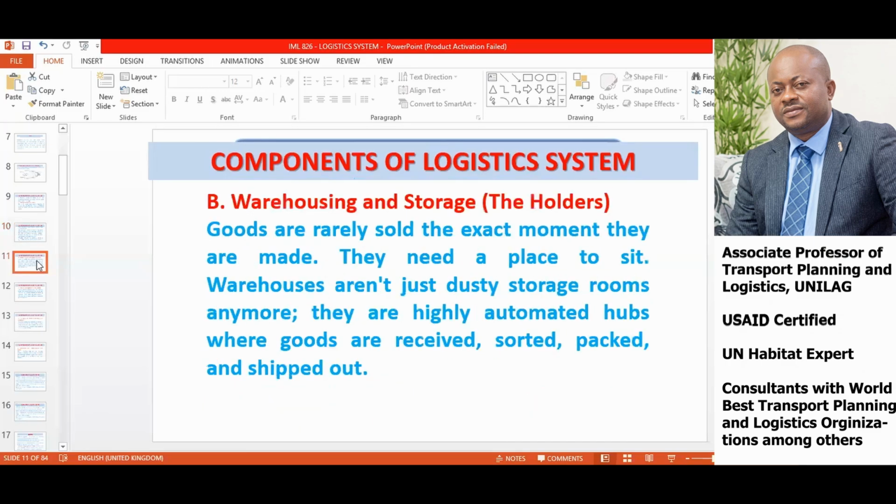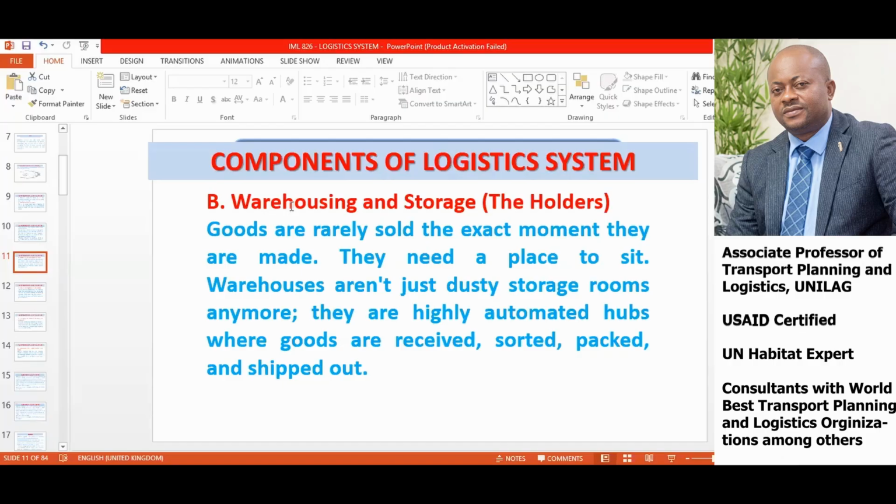Secondly, there is warehousing and storage. If you forgot, in part 1 of components of the logistics system, do you remember that we isolated 5 for our learning? We had more than 5, but we were able to isolate 5. Do you remember the graphics in part 1? Yes, sir. Thank you. So the second out of the 5 is the holders. What's the professional name for the holders? Warehousing and storage.